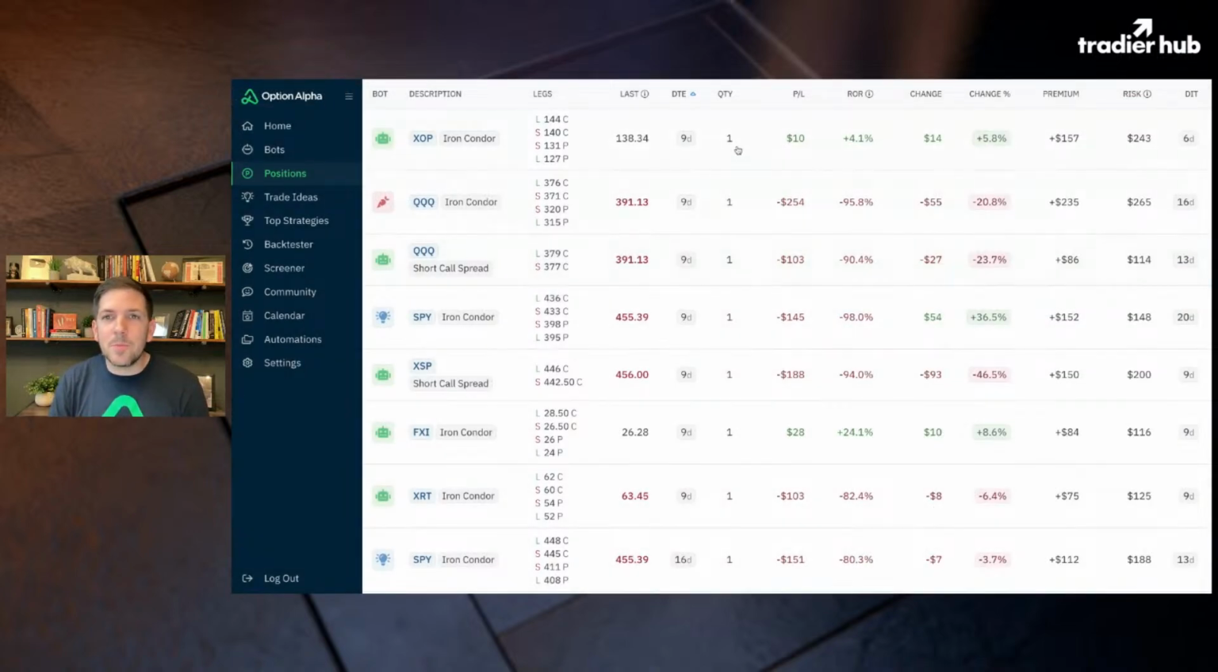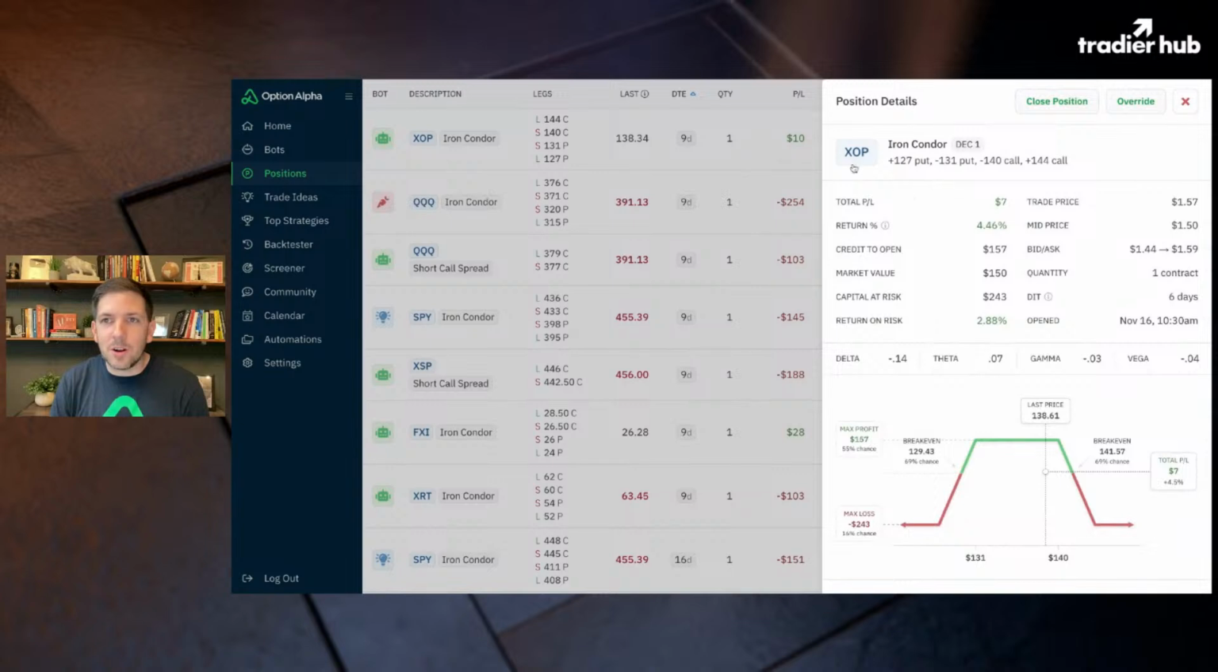Okay, let's look at some other positions here. I'll just look at this XOP position. Been in this trade for about 6 days. That's the DIT, days in trade, here on Option Alpha.